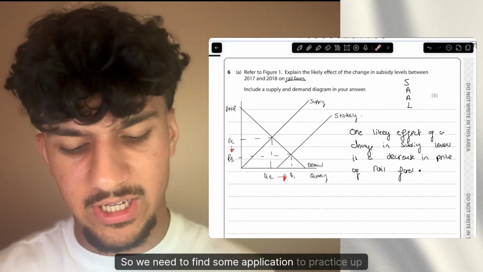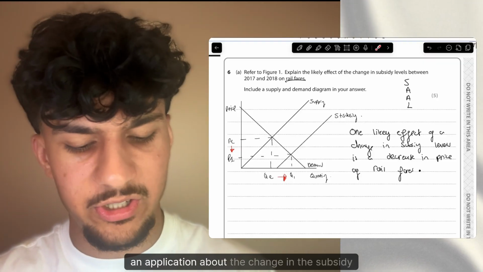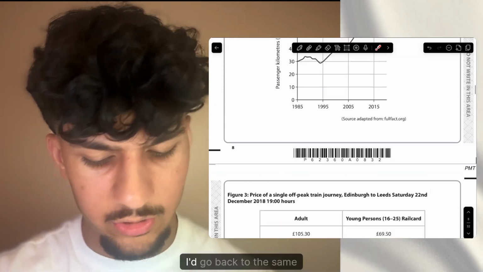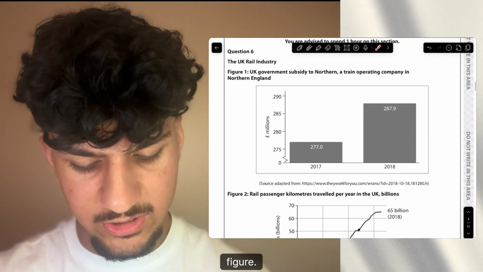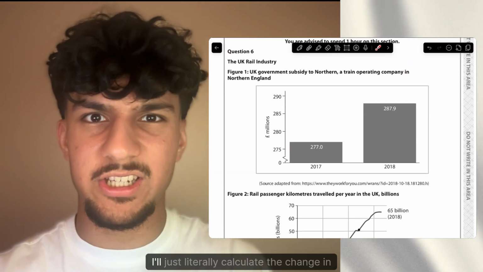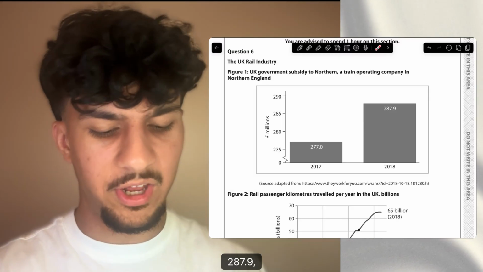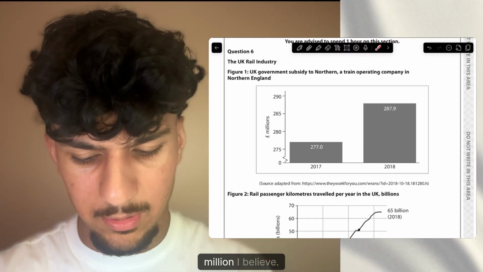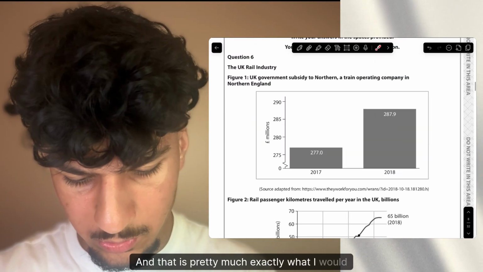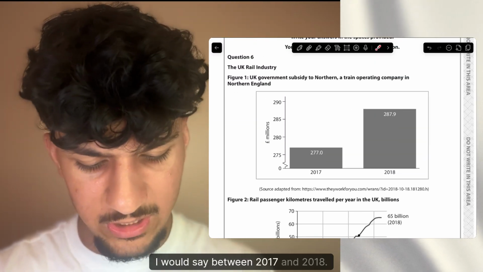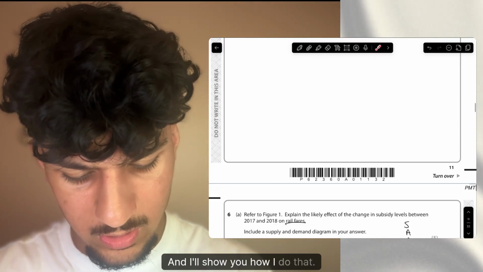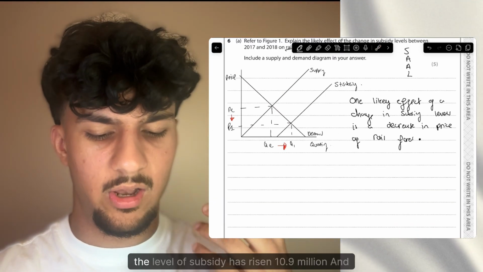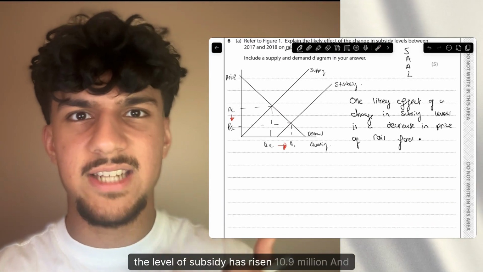So we need to find some application to back this up, an application about the change in the subsidy level. Of course, we would go back to our context, I'd go back to the same figure. So what is the difference here? I'll just literally calculate the change in 287.9, take away 207, that is 10.9 million, I believe. And that is pretty much exactly what I would quote. I would literally say between 2017 and 2018, the level of subsidy has risen 10.9 million.